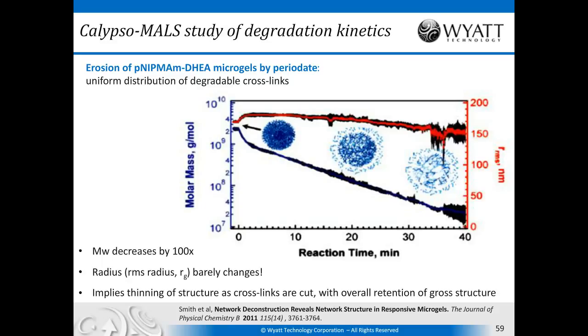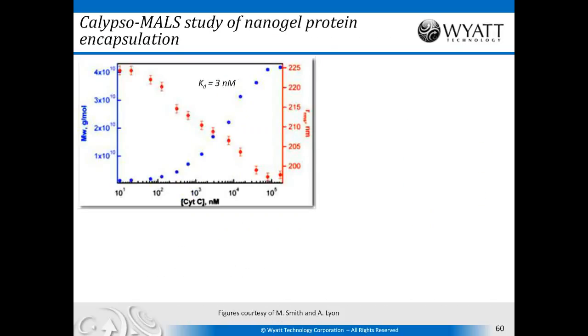What does that tell us? That tells us that, as is illustrated here in these representations of the particle, even though you're thinning the structure by cutting those crosslinks and material is coming out of the nanoparticles, hence the large decrease in molecular weight, the actual overall growth structure is not changing much. You're keeping the same size. So you can get interesting confirmation of the structural changes due to the degradation through this analysis by time-dependent multi-angle light scattering.